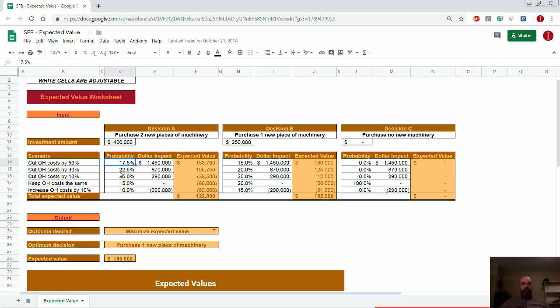Once you feel comfortable with the probabilities for a given decision, you move on to the next one, and it's a similar distribution of probabilities here. For decision B, there's less of an impact with only 1 new piece of machinery, of overhead costs getting cut by 50%. Same with 30. I better check myself here. Did all these equal 100%? I'd sure look foolish if they didn't.